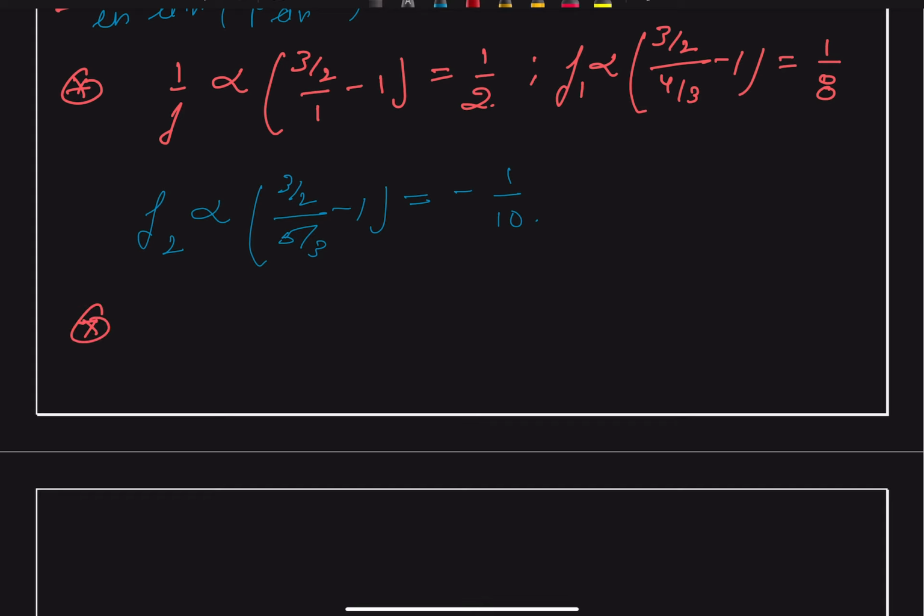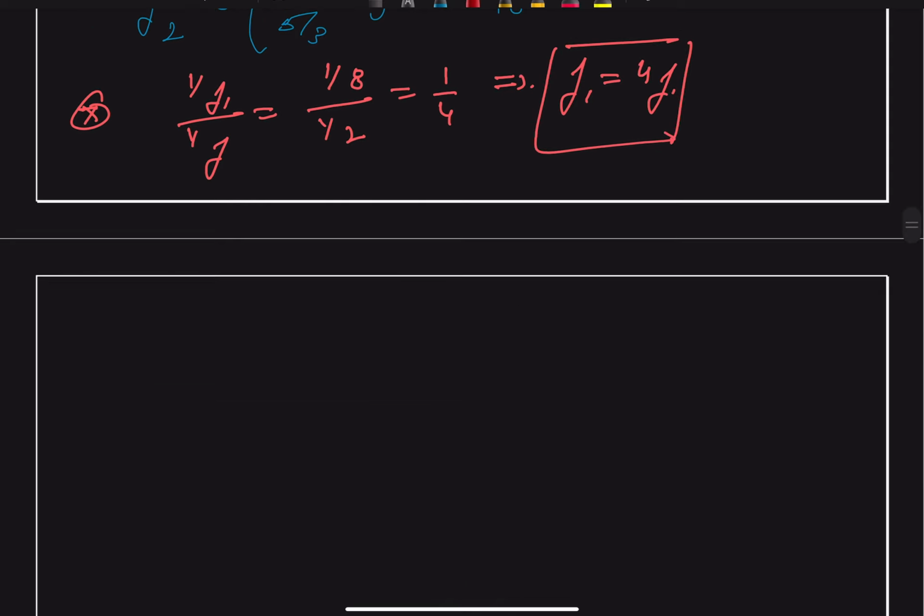So we get 1 upon f1 divided by 1 upon f. So this comes as 1 by 8 divided by 1 by 2. This will be giving us 1 by 4. Thus we get that our f1 is equal to 4 times our f.